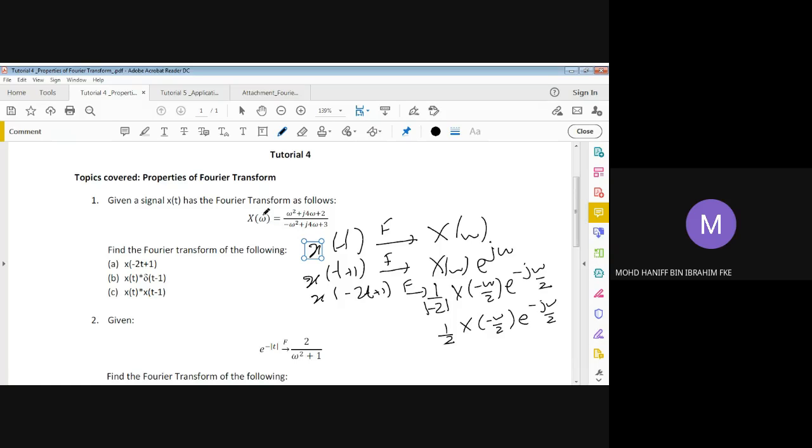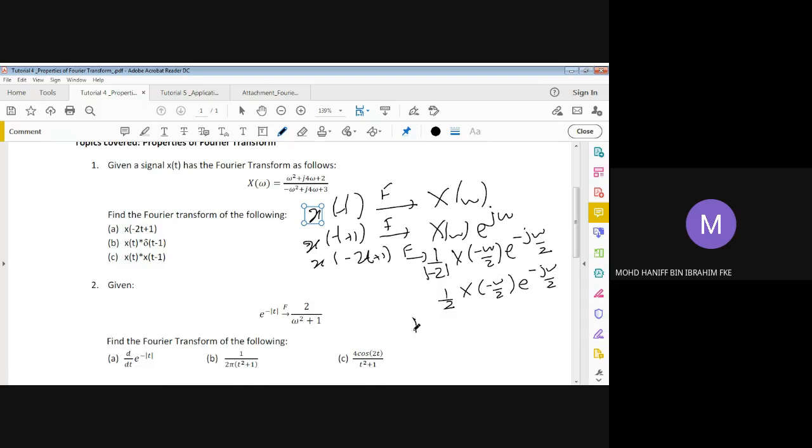So we just use these X omega terms, in which we substitute all the omega in this equation, or in these terms here, with omega divided by 2. So supposedly the answer will be we're going to have half, and this will be equal to omega divided by 2 squared plus j4 of negative omega divided by 2 plus 2, divided by omega divided by 2 squared plus j of 4 negative 4 omega plus 3. Sorry, I made a mistake. Sorry for that.